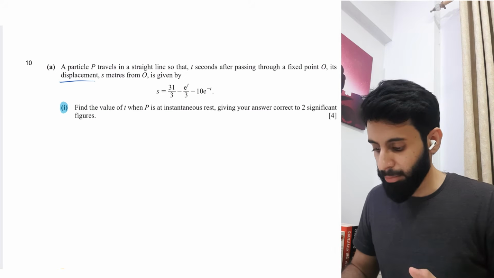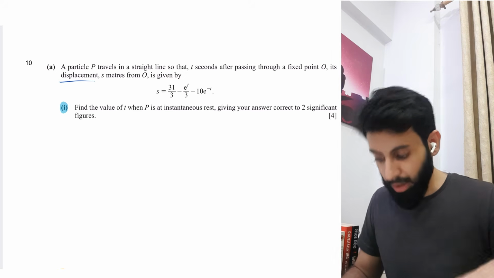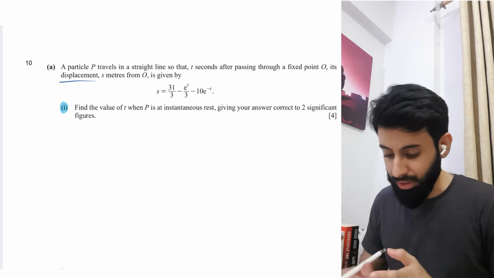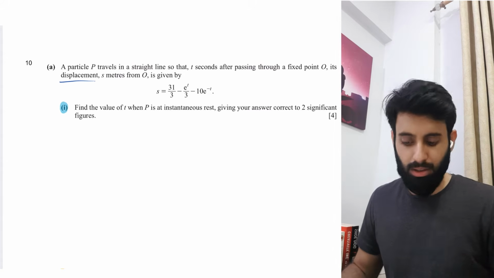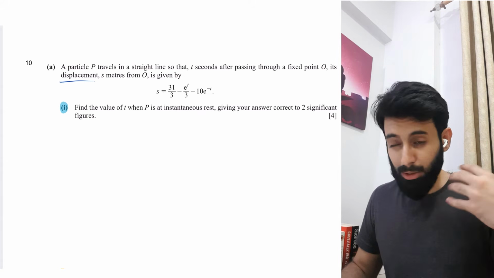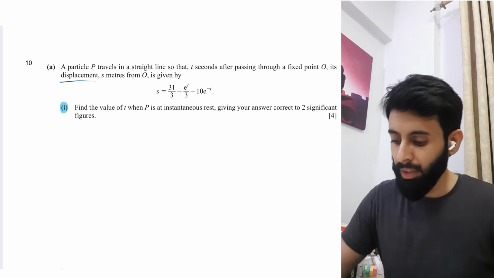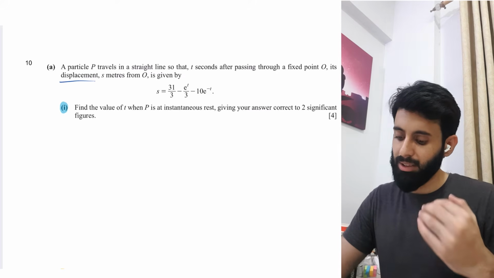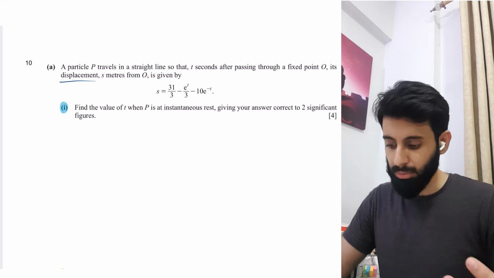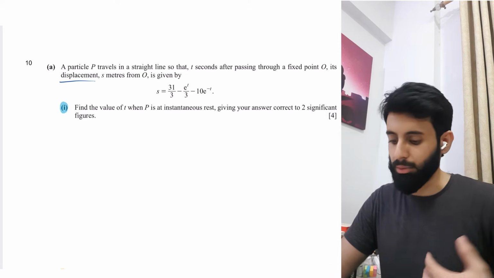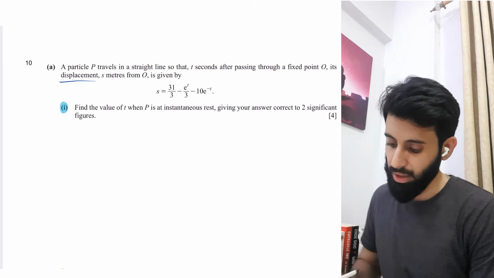It says find the value of t when P is at instantaneous rest, giving an answer correct to two significant figures. So here we have the concept of being instantaneously at rest, which basically means that you're going to find the velocity and set it equal to 0. And when I say find the velocity, that means you have the equation of displacement, so the first thing you'll have to do is differentiate it, so that you have the equation that you need to set equal to 0.